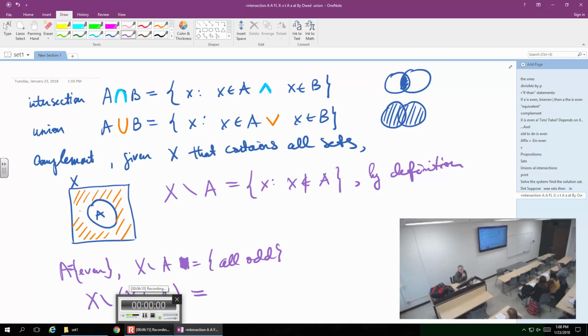All even? No, I meant in general. That would be the null set, right? No. The complement of the complement. Think of a picture. It's like the original set. The original set, right. So the complement of odd is even and the complement of even is odd, so you come back.